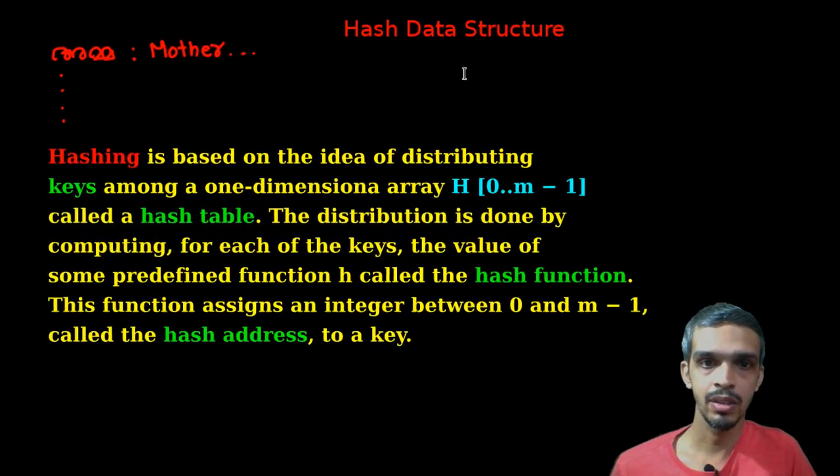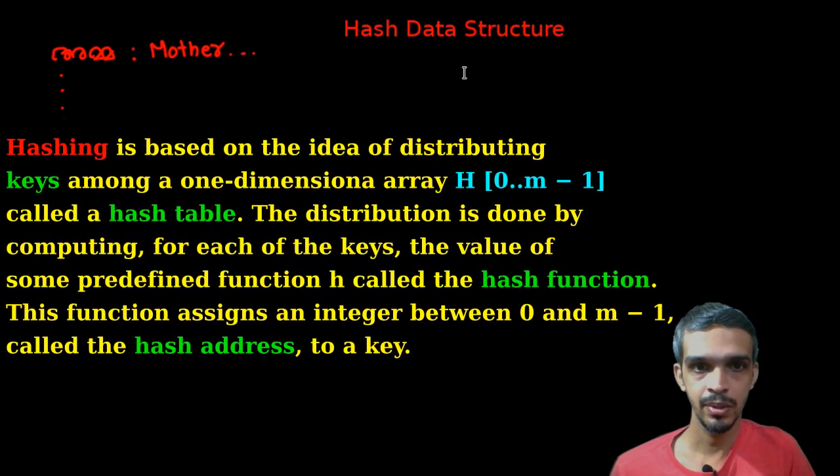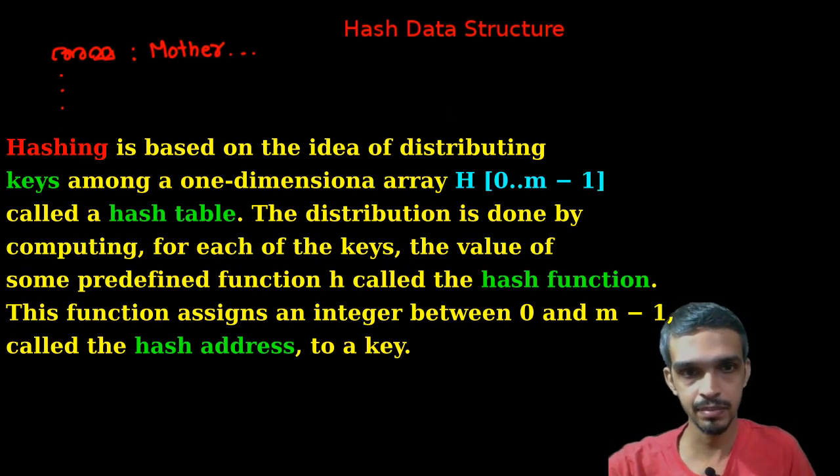Hashing is based on the idea of distributing keys among a one-dimensional array h of 0 to m-1 called a hash table. The distribution is done by computing for each of the keys the value of some predefined function h called the hash function. This function assigns an integer between 0 and m-1, called the hash address, to a key.